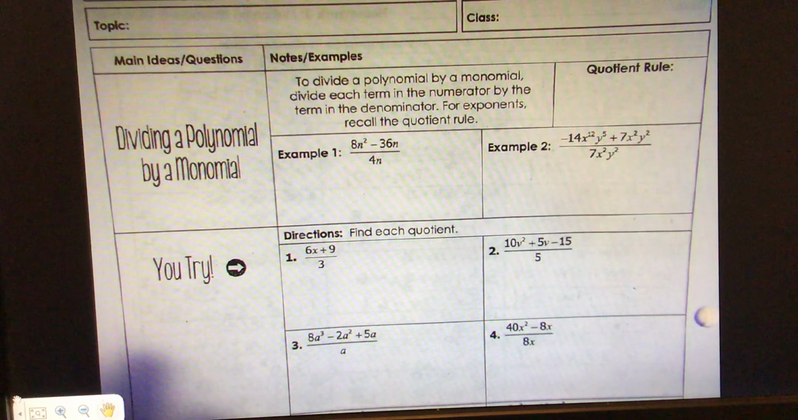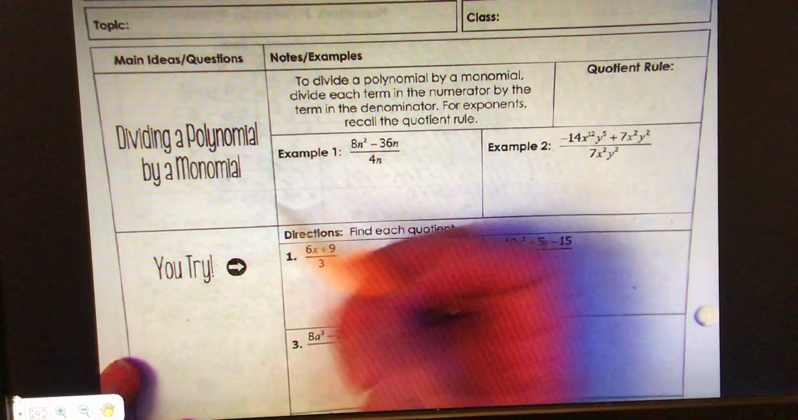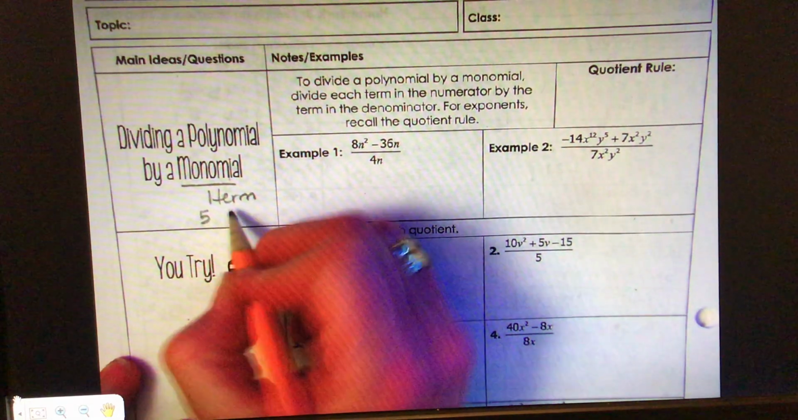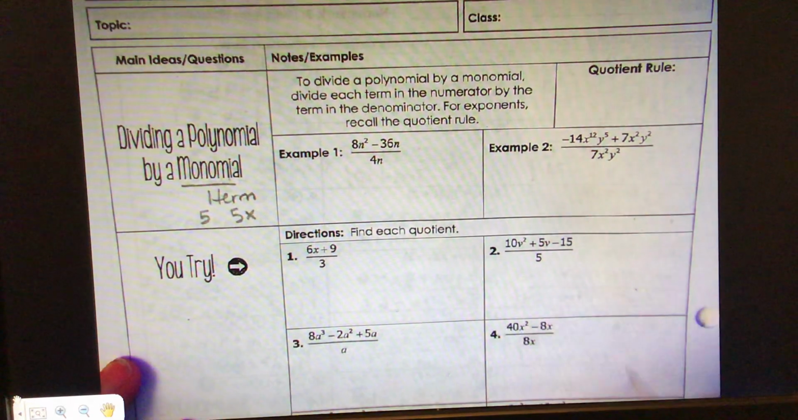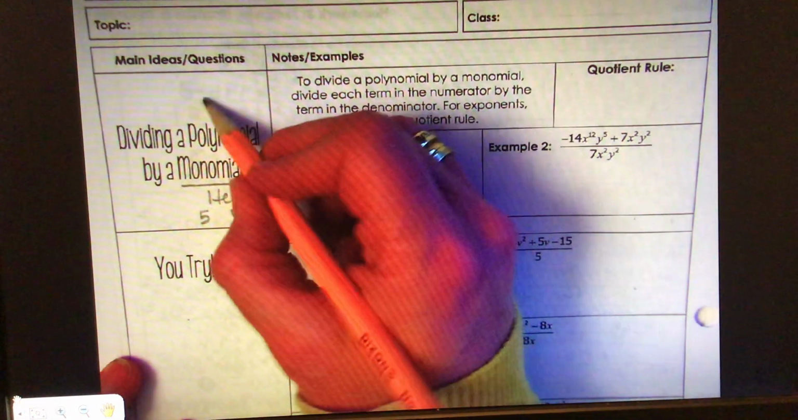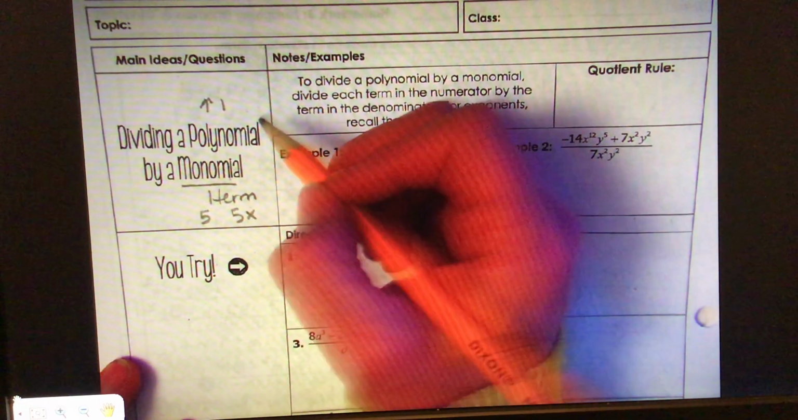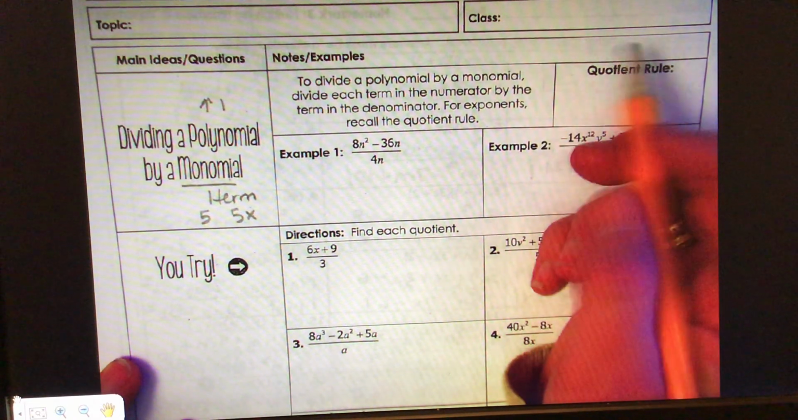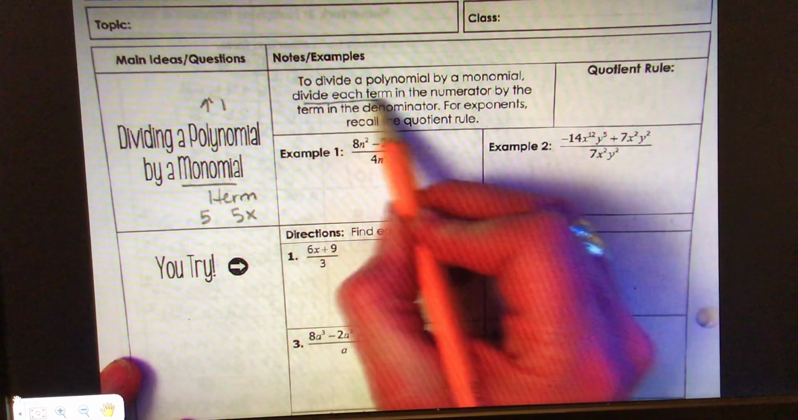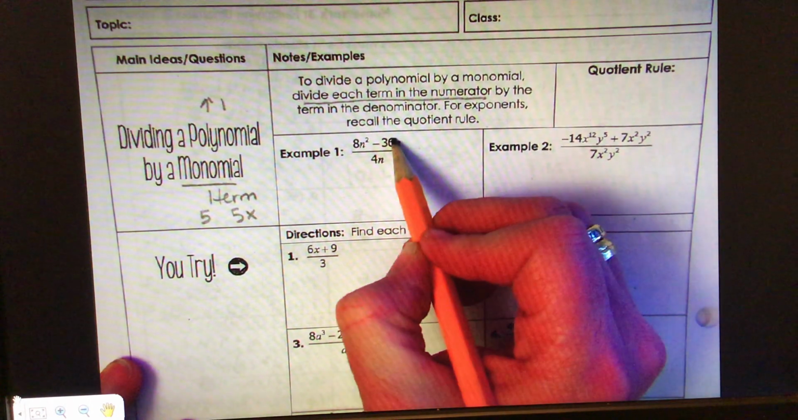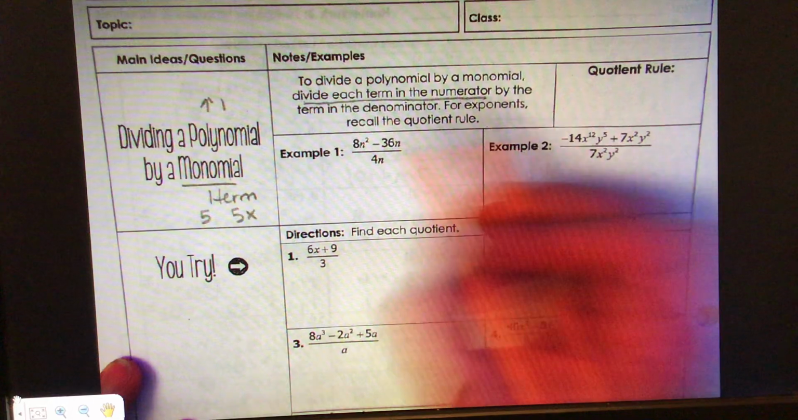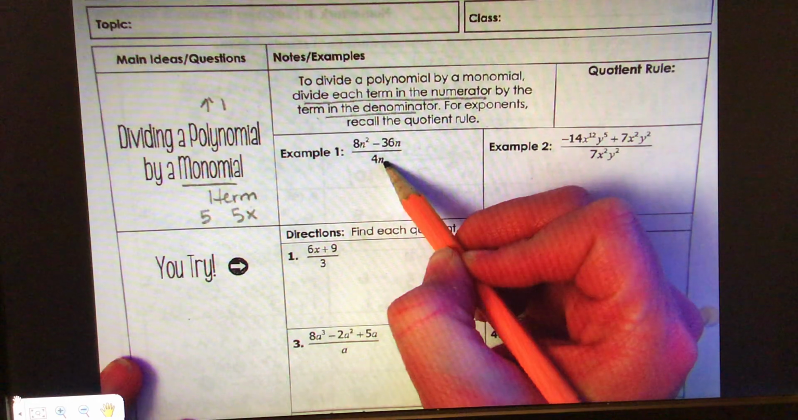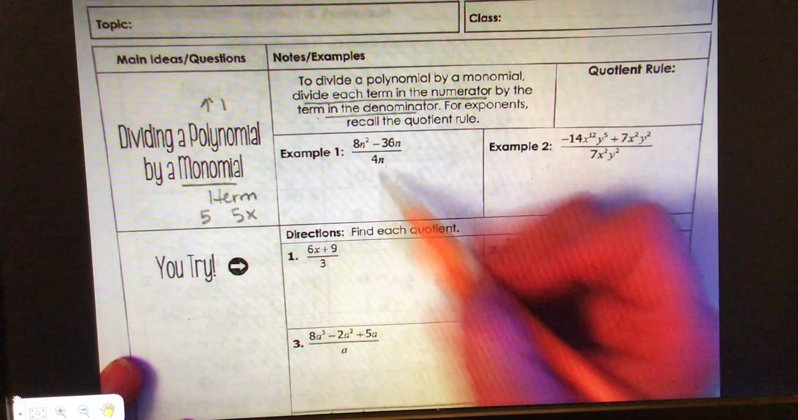If I think about this whole idea of dividing a polynomial by a monomial, remember monomial is when you have one term, and that could be 5. It could be 5x, right? It's just one term, and poly is more than 1, right? Greater than 1. So when we are dividing polys by monomials, we have to make sure we divide each term in the numerator. Remember, the numerator is on top, by the term or the monomial in the denominator, which is downstairs. So this is a two-part problem.